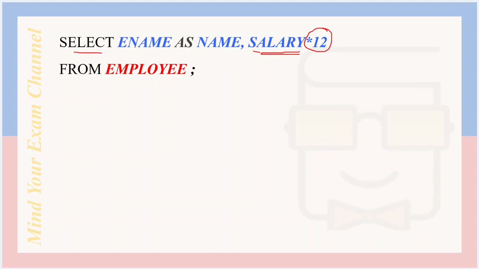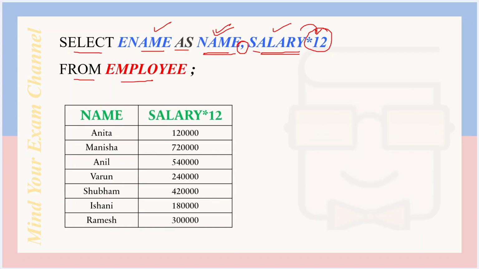You write select e-name as name. That means you are changing the name of the attribute e-name, and in the output you want to display it as name, and after this employee name you are displaying another column which is the salary column multiplied by the value 12. So each value in the salary column will be multiplied by 12, and you are doing this from the employee table. So what will be the output? You will see this as the output.